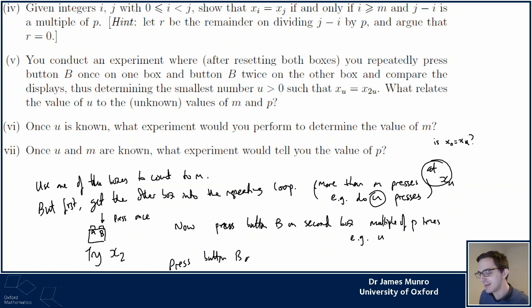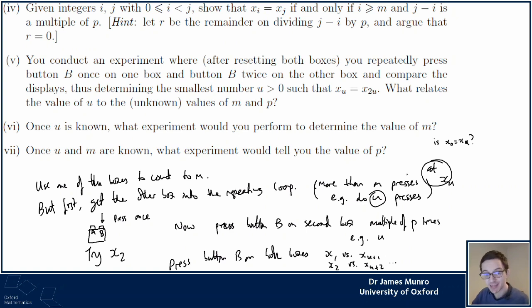Press both buttons next. Press button B on both boxes and compare X1 versus X(U+1). This is sufficient, so we can keep going like this to compare X2 versus X(U+2) and so on. Because U is a multiple of P, if one of these numbers is XM, the first one that's going to repeat, then it's going to match the number over here.